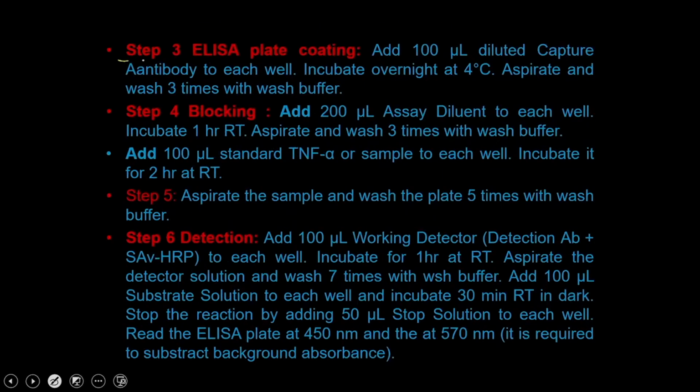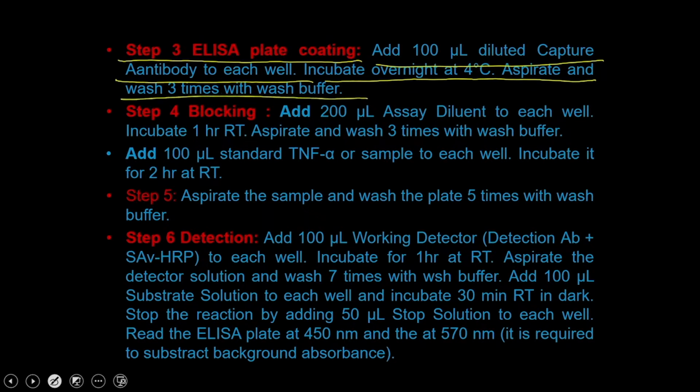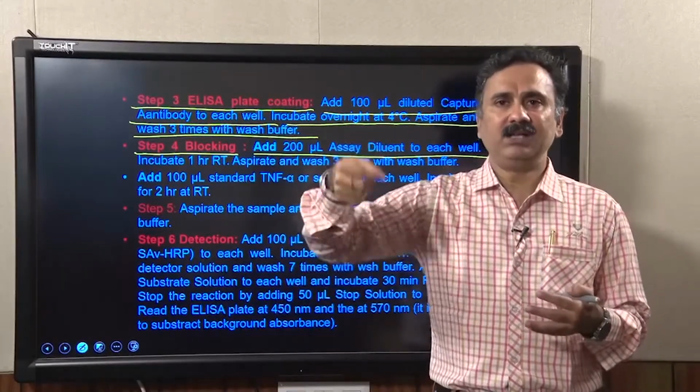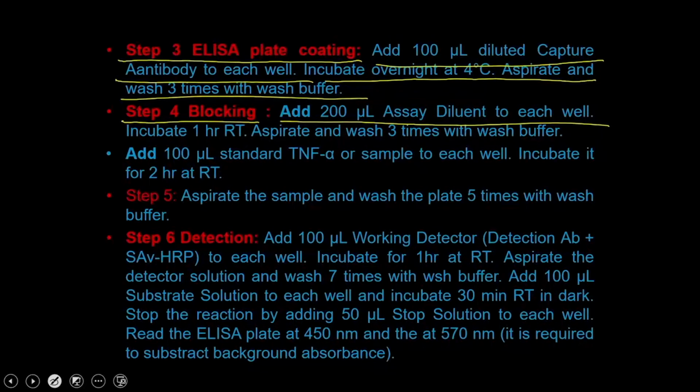In step 3, you have to do the coating. Add 100 microliter of diluted capturing antibody to each well, incubate overnight at 4 degrees, then aspirate and wash 3 times with the wash buffer. Now you have coated your capture antibodies, then you do the blocking, exactly the same way, so that there will be no non-specific interaction of the antigen with the plastic of the well. Then you add 100 microliter of standard TNF alpha or sample and incubate for 2 hours at room temperature.